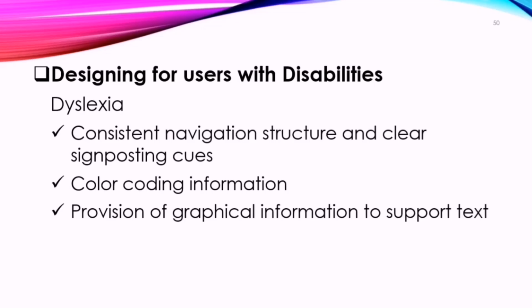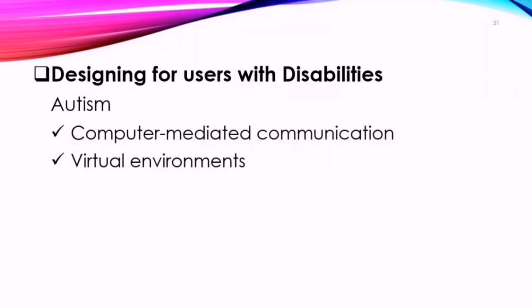Another disability is autism. Autism affects a person's ability to communicate and interact with those around them and to make sense of their environment. So computer-mediated communication and virtual environments have been suggested as possible ways of enabling people with autism to communicate more easily with their environment.